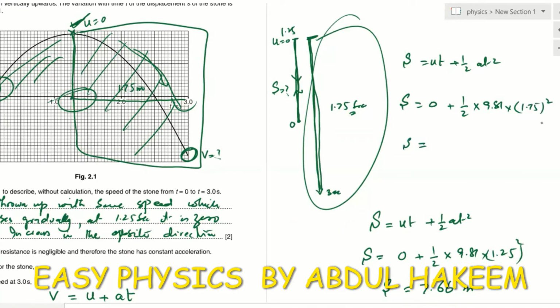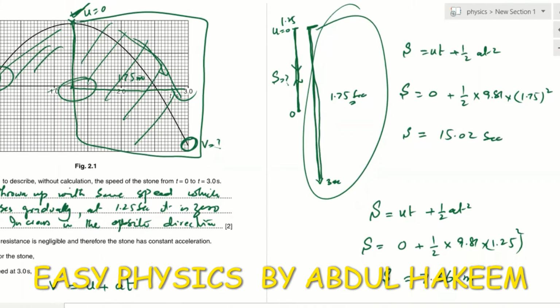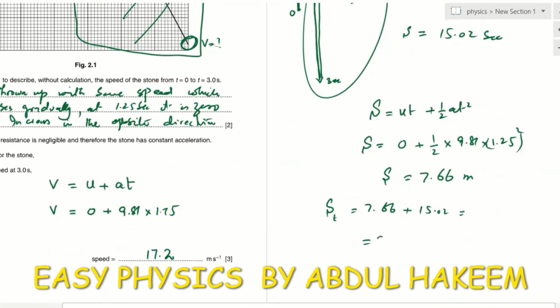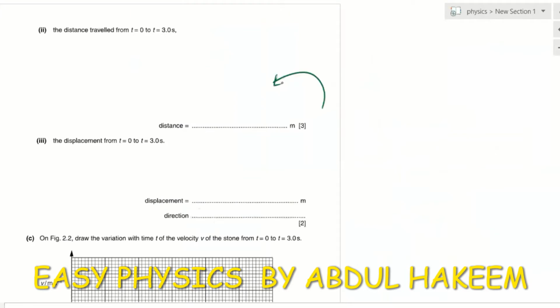So after the calculation, this is approximately 15.02 seconds, but we have to write here the total distance. So the total distance will be 7.66 plus 15.02, and it is approximately 22.7, which can be written as 23 meter. So this is the part here.